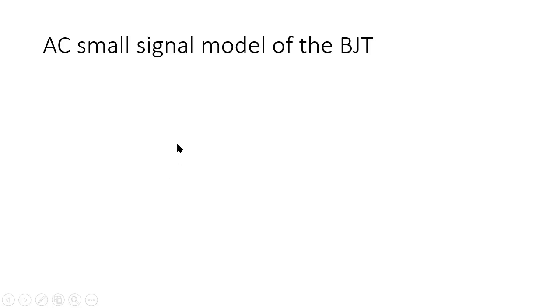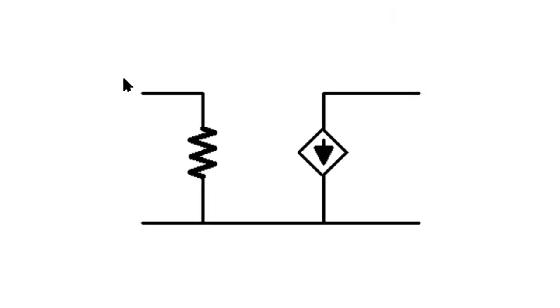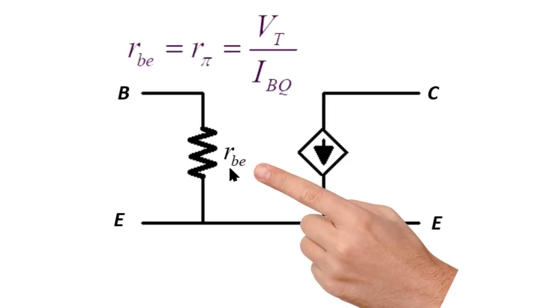From that, we extract what we call the AC or small signal model for the BJT. Take one. This model is perfect for the common emitter configuration of amplifiers. We have one resistor and one dependent current source. The terminals of the transistor are the base, the emitter at the bottom, it's a common emitter, and the collector on the top right. That resistor is VT divided by IBQ.